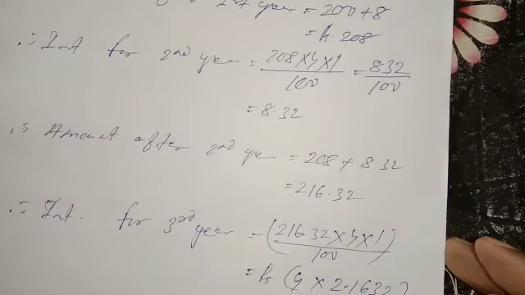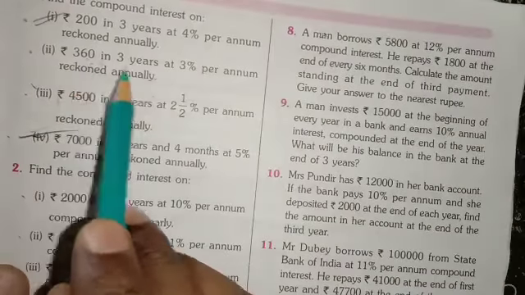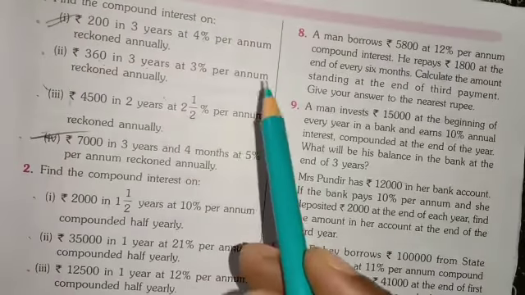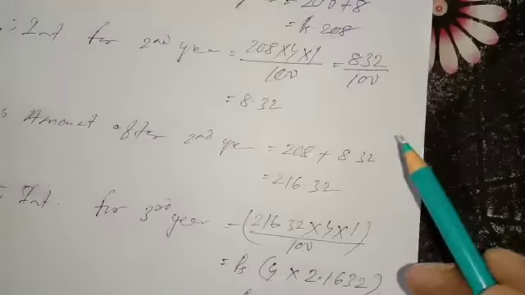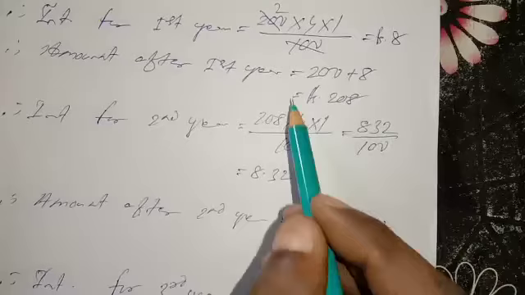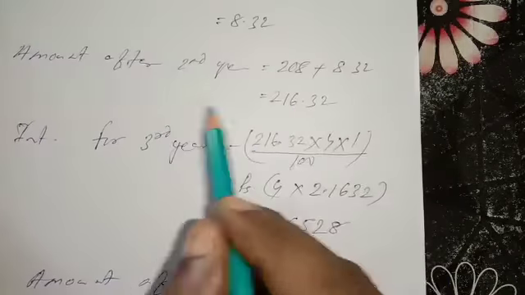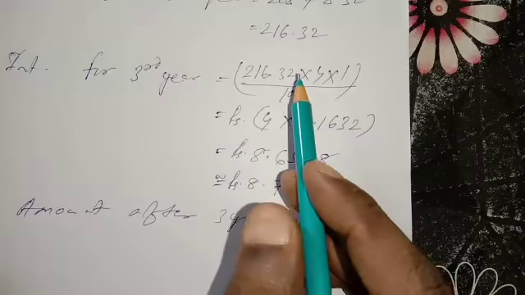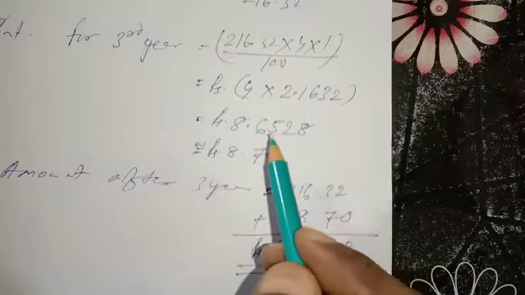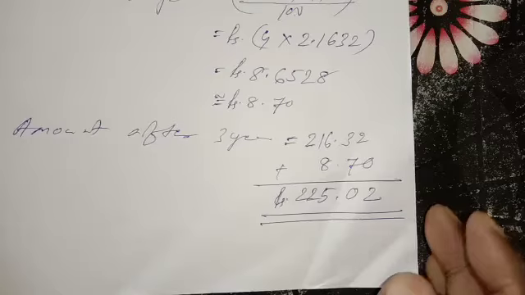Let us go to the second part. Second part question given: rupees 360, the principal 360, for 3 years at 3% per annum, compounded annually. Same procedure to solve, just see the process of solving. This is the step you have to mention here. Interest for first year, amount after first year, then this is the principal for second year, again interest for second year, again amount after second year, then this is the principal for third year. Therefore interest for third year it will be PRT by 100, and this is the last year. The same part you have to solve. Second part, just see.